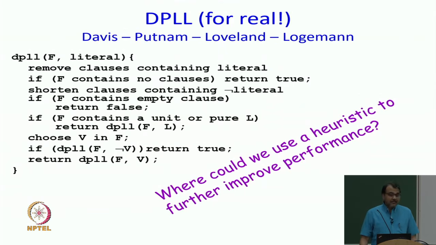But now we have to ask the question, is there some place where a heuristic could further improve performance? And you know the answer to that. Where is that heuristic? When there is no unit clause, and when there is no pure literal, what do we have to decide? Which variable to do search over.